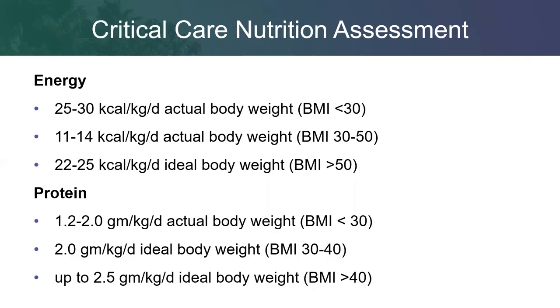So critical care nutrition assessment, this is just kind of a nice cheat sheet for you that goes over really what our nutrition needs are from a critical care perspective, from both an energy and a protein standpoint. This is a recommendation from the 2016 Critical Care ASPEN Guidelines that gives a nice overview based on BMI, based on if we're using actual body weight or ideal body weight, and what those recommended ranges are based on those kilograms of body weight.